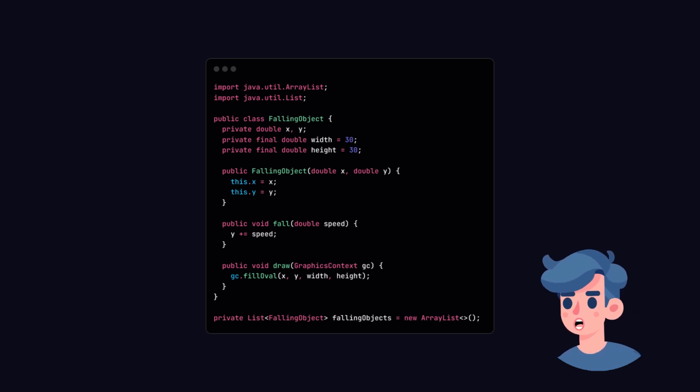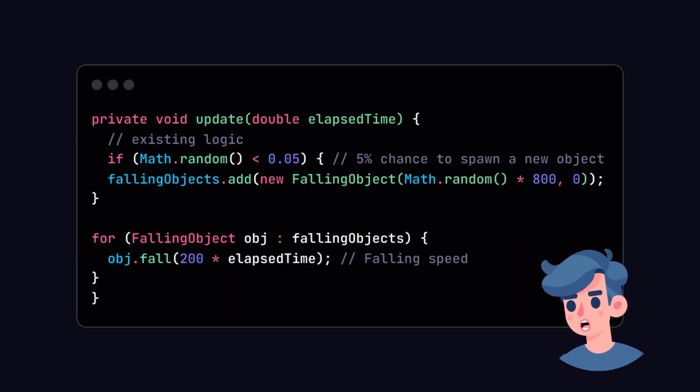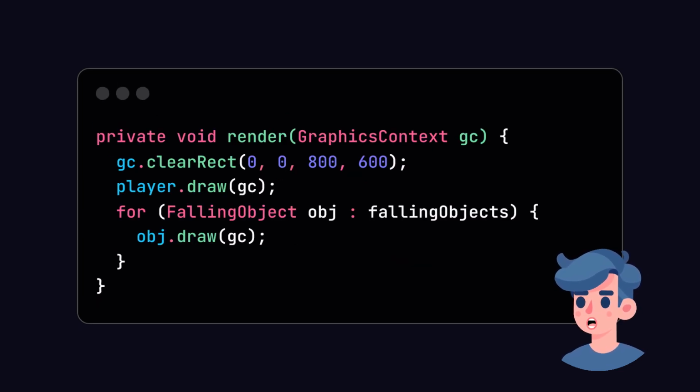Next, we'll add falling objects to catch. We'll create a falling object class for this and manage a list of these objects in our game app. Next, we need to implement the logic for creating and updating the falling objects. Inside our update method, check if it is time to create a new falling object and update their positions. Now, let's update the render method to draw the falling objects on the canvas.